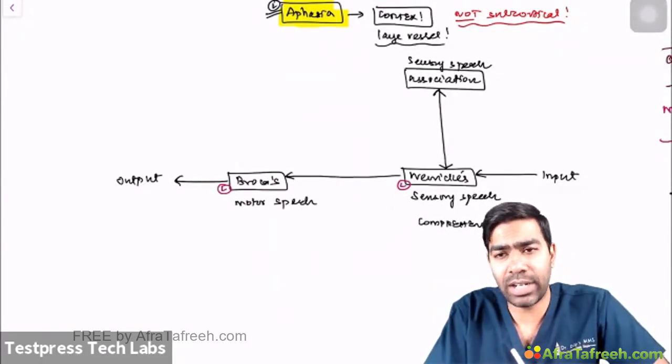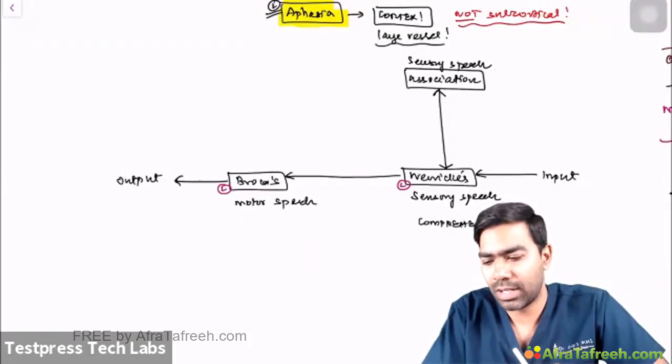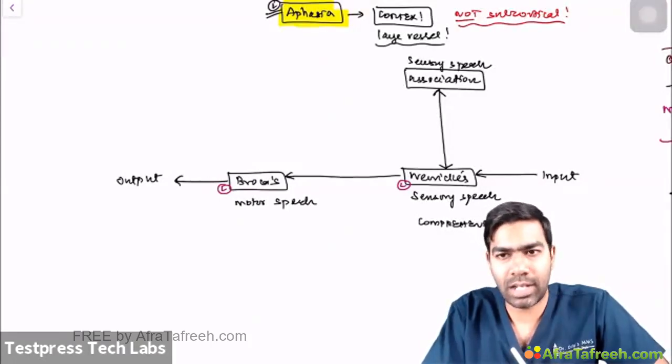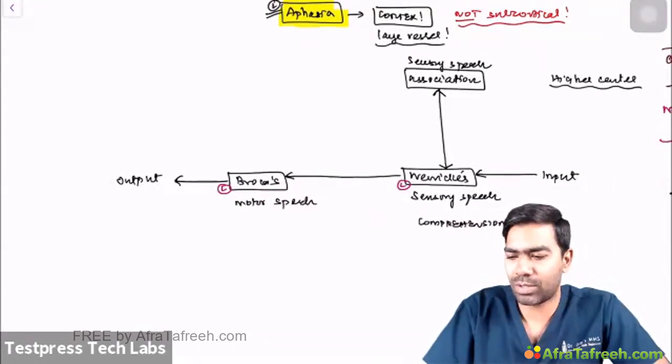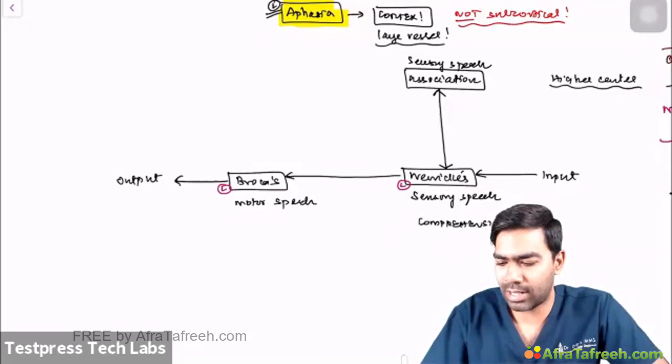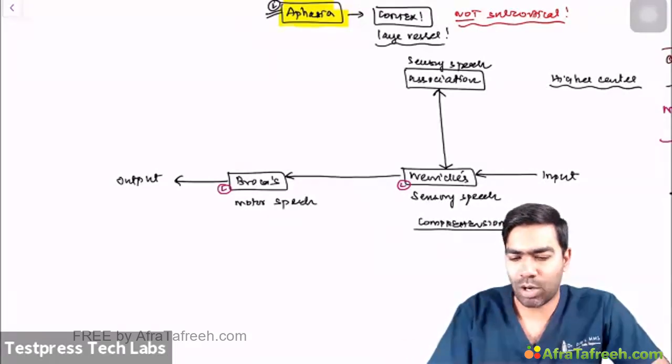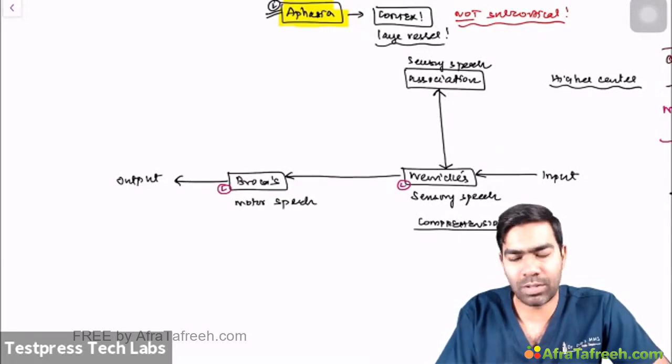And after that only it will give information to Broca's, which means it has to communicate with the other higher center. So this can be regarded as a higher center to Wernicke. Wernicke is like a basic center, but it has to interact with the higher center. And the higher centers are also involved in comprehension-related purposes only.